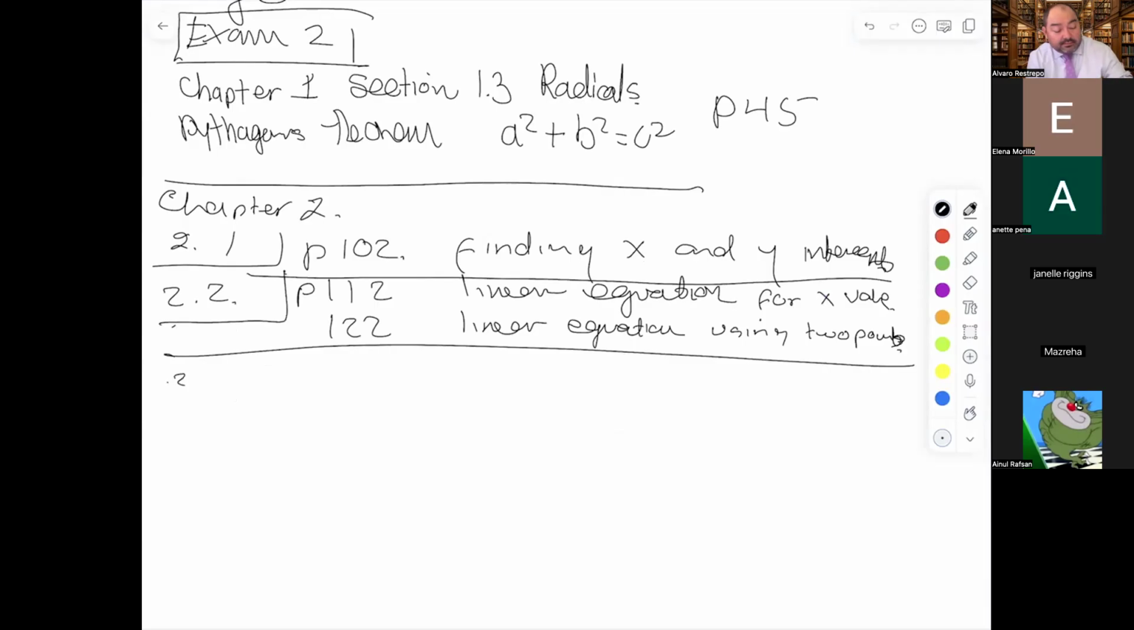Section 2.3. This has to do with page 137, and then this is the rectangle. We're going to go over this today. Just going to put this in red. All right.